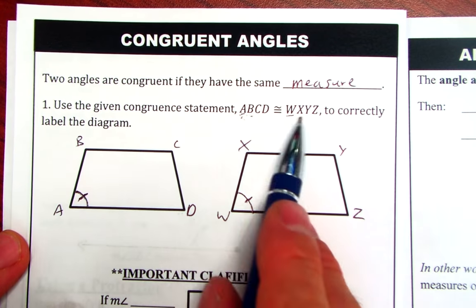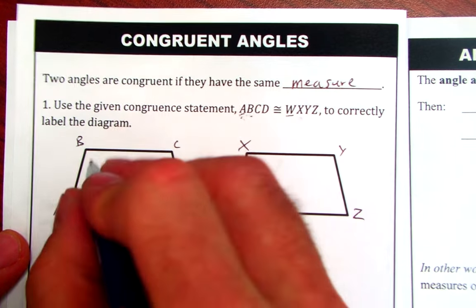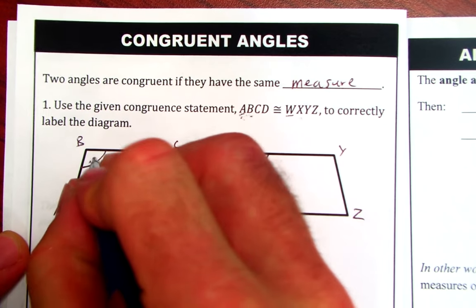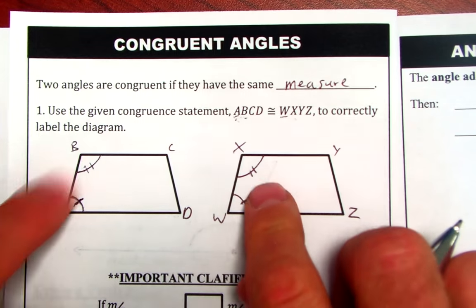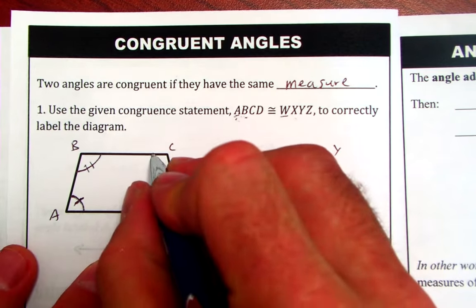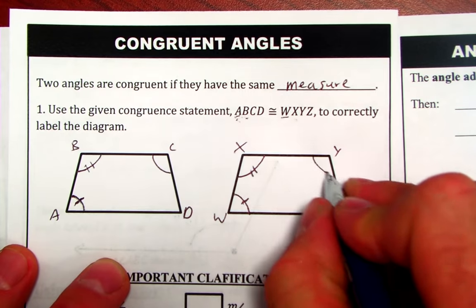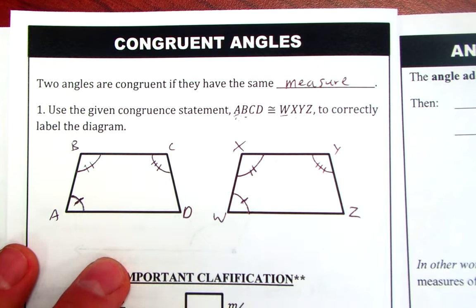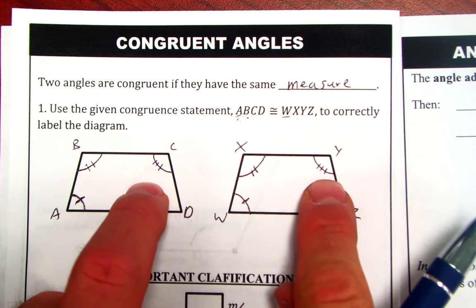Well, now we know B and X are congruent, but they're different angles, different measures, so we make an arc. But this time we put 2 hash marks in it. So now we know that those 2 angles are congruent. Then we just follow that pattern. C and Y are congruent, so make an arc, and then we put 3 hash marks in it. Now we know that those are the 2 congruent angles.